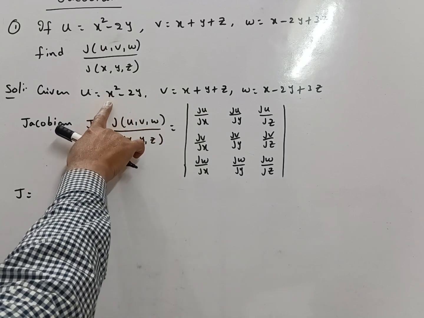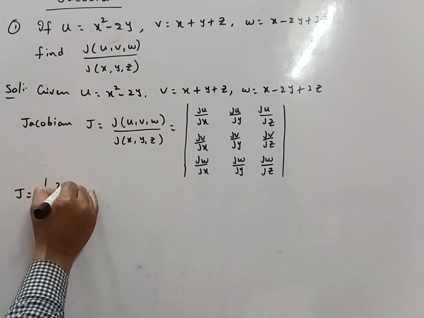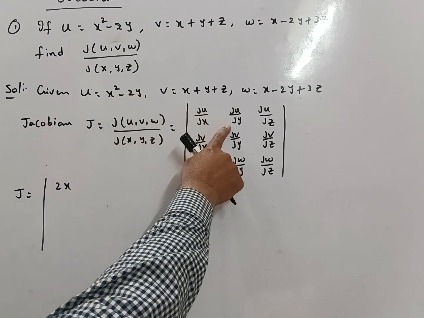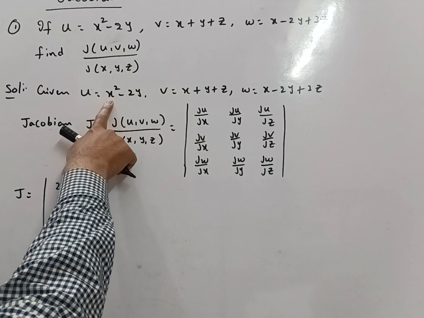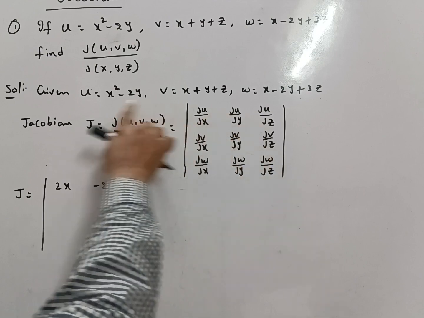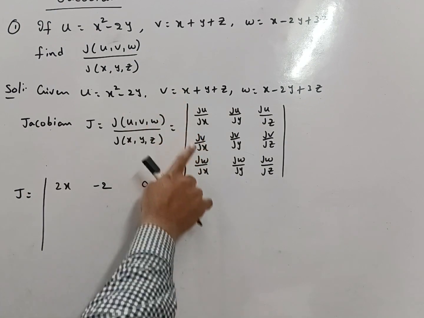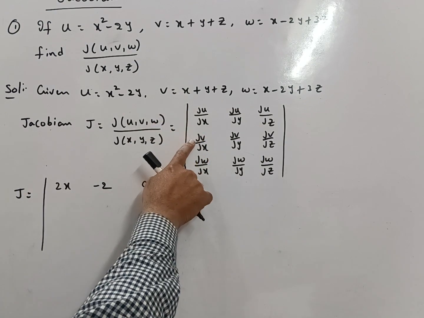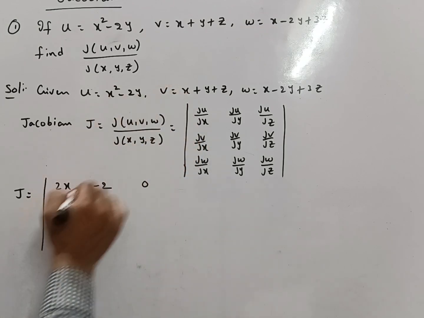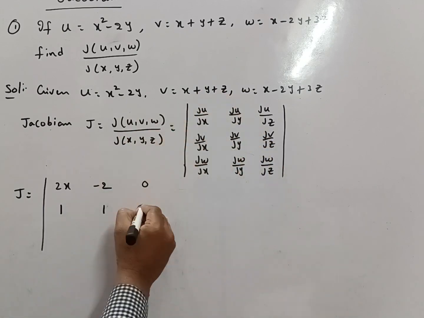If I differentiate u with respect to x, what do I get? X square differentiation is 2x. No x in the other term, 0. Correct? Then differentiate with respect to y: y is 1, I get minus 2. Right? Then with respect to z, no z here, so I get 0. Okay? Next, v. With respect to x, x is 1. With respect to y, y is 1. With respect to z, z is 1.